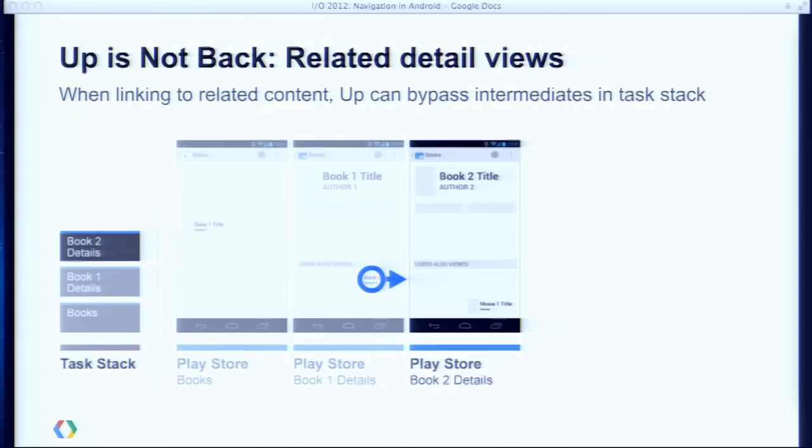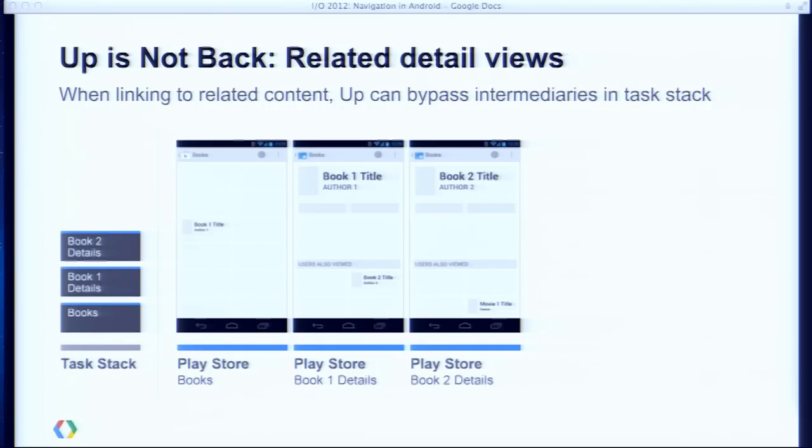And now we've got two book details activities. The same type of activity, but two different instances of it get built onto the task stack. And obviously, this can extend from there. So the question becomes, back will do one thing. Back will unwind you through that browsing history. I was looking at this book. I went and looked at a related book. Now I'd like to come back to that first book.